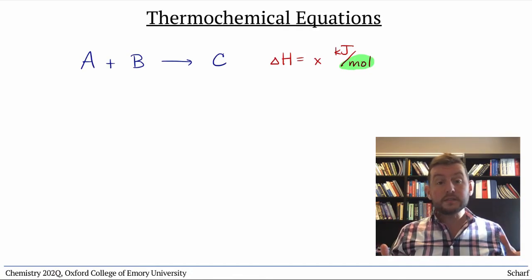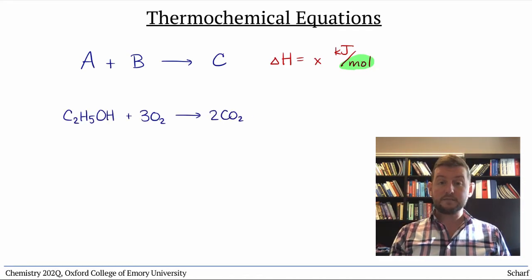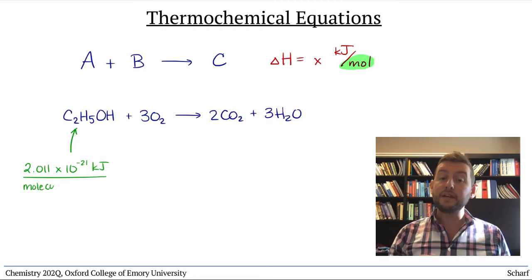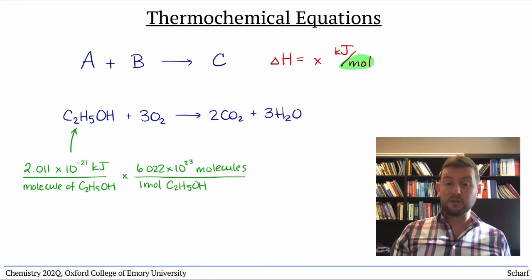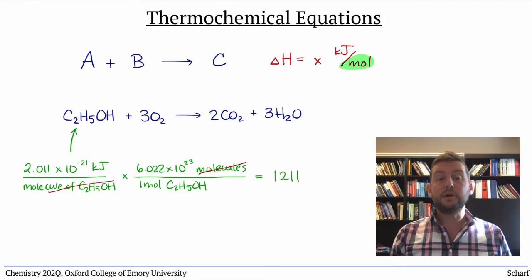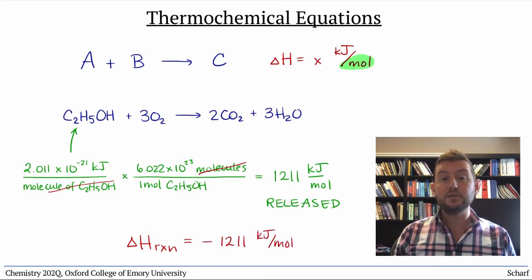So, for instance, if a single molecule of ethanol combusts, this is the balanced equation, 2.011 times 10 to the minus 21 kilojoules of energy are released. So if one mole, or 6.022 times 10 to the 23rd molecules of ethanol combusts, then 1,211 kilojoules are released. So this reaction has delta H equal to negative 1,211 kilojoules per mole.